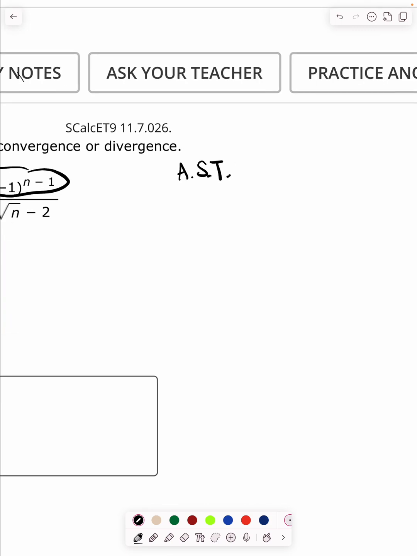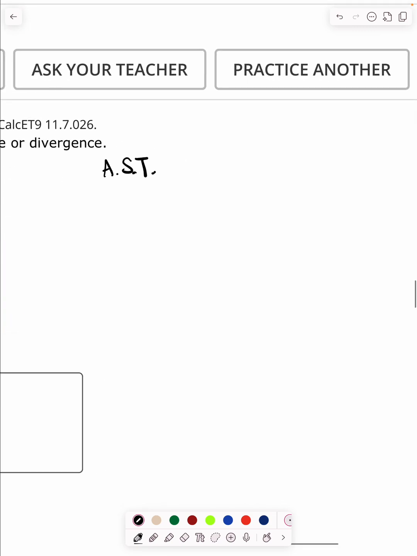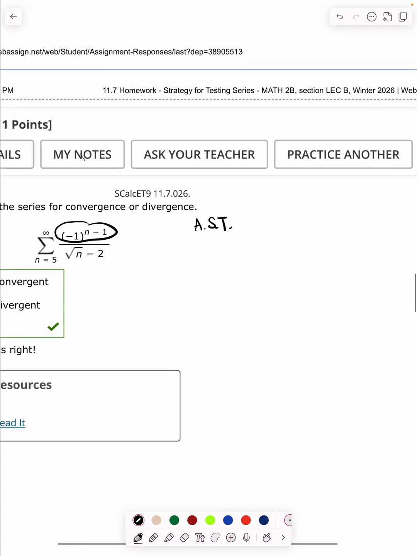And so immediately I want to show that by the alternating series test, this thing is either convergent or divergent.